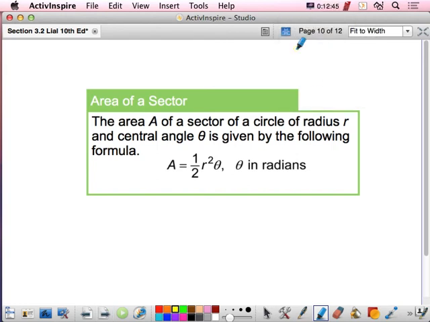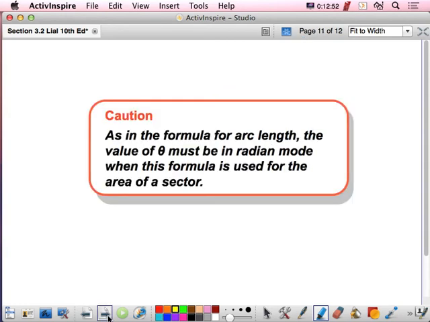So that's the formula we're going to use anytime we're being asked to find a portion of the area of a circle. Be careful though, your angle must be in radians. Anything to do with circles needs to be in radians unless you're specifically told otherwise.